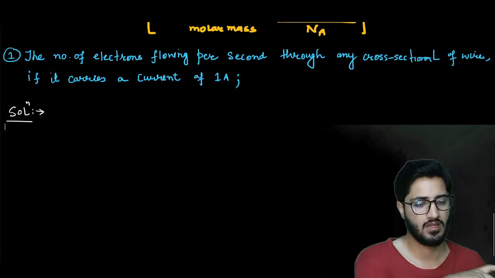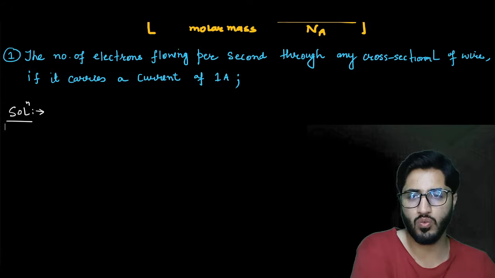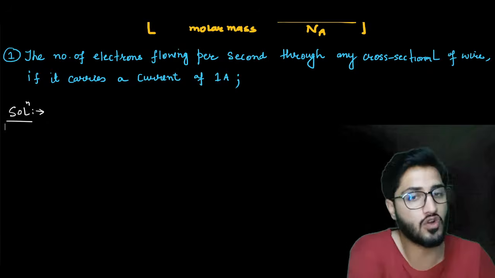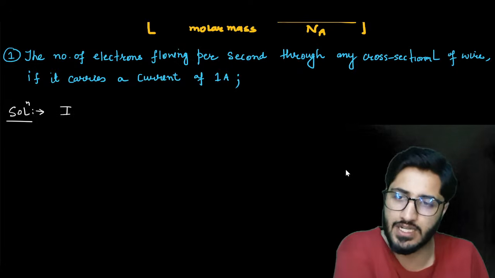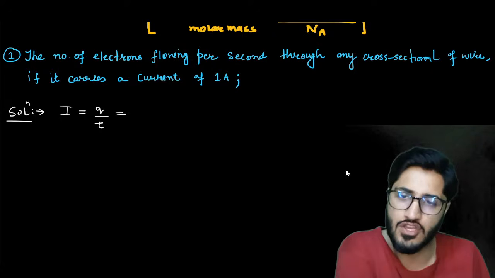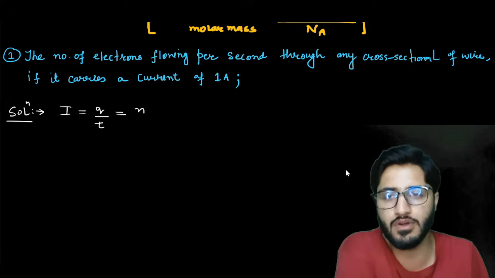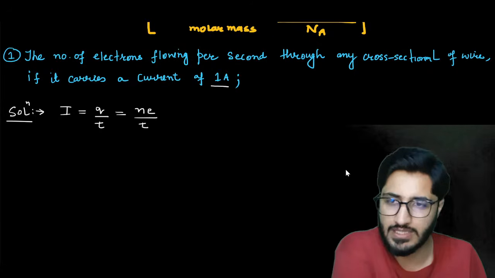Okay, so we need to find the number of electrons flowing per second. The basic equation is current: current is equal to charge per unit time. And by the equation from quantization, charge is equal to number of charged particles times charge of electron, divided by T. Clear? So current is given as 1 ampere.